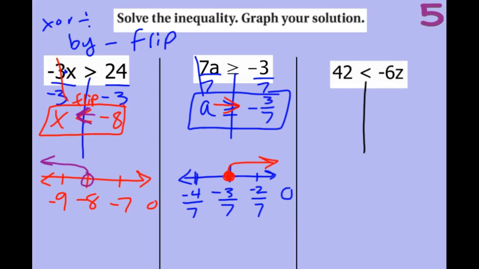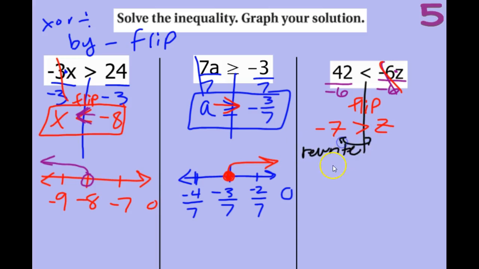Last one, try this one on your own and then check to see if you got it right. It says multiply, so we need to divide by negative 6. We divided by a negative, so we have to flip our inequality the other direction. So we have z, and then 42 divided by negative 6 is negative 7. But we can't graph it like this, so we need to rewrite it.